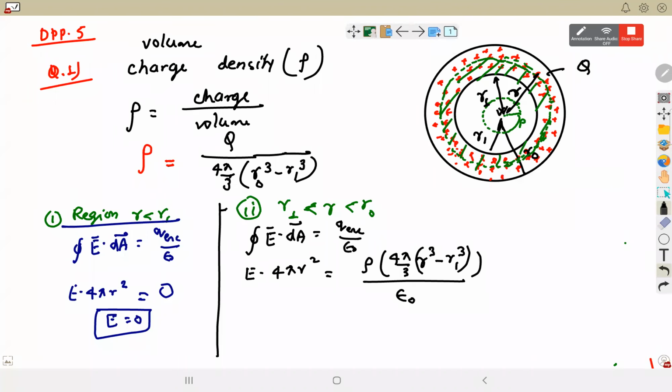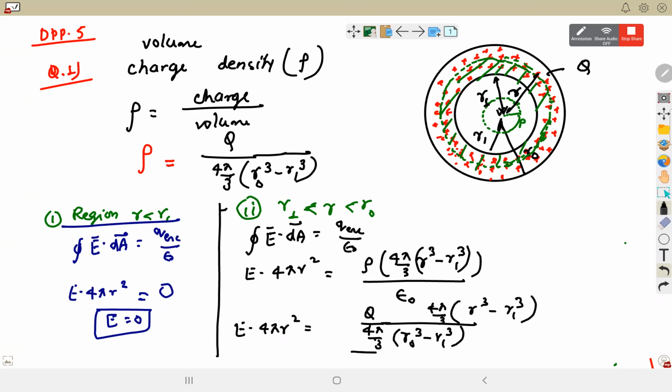So E into 4 pi r square equals rho, which is Q by 4 pi by 3 times R0 cube minus R1 cube, and multiplied by 4 pi by 3 times r cube minus R1 cube, divided by epsilon naught.